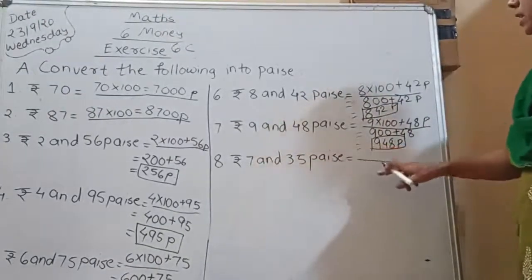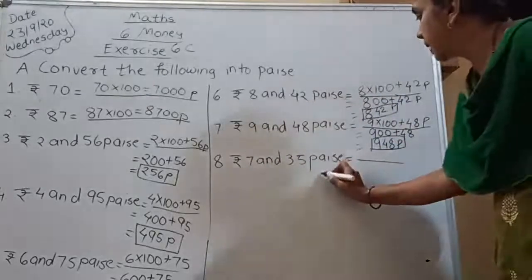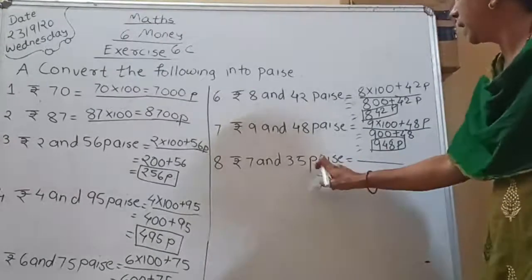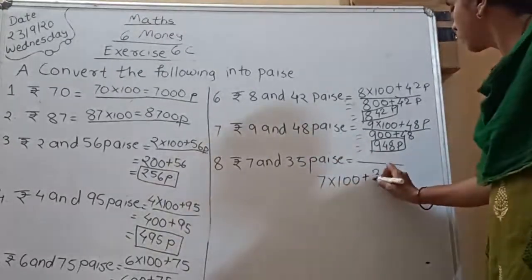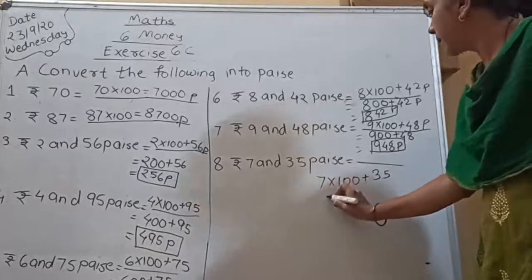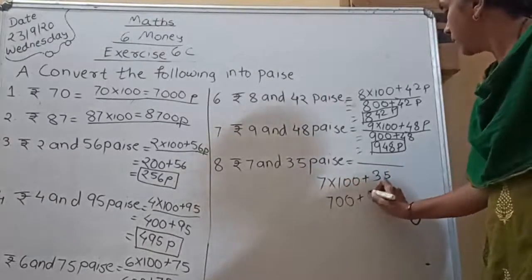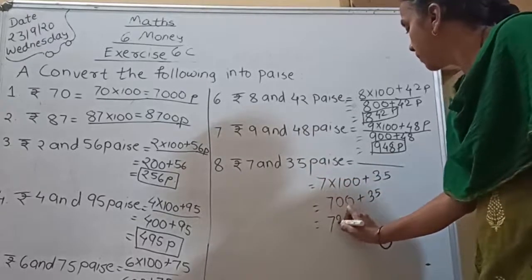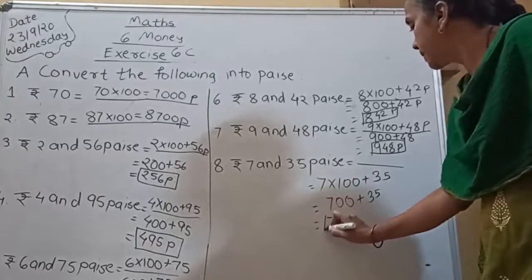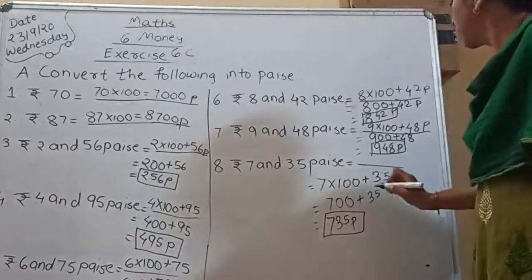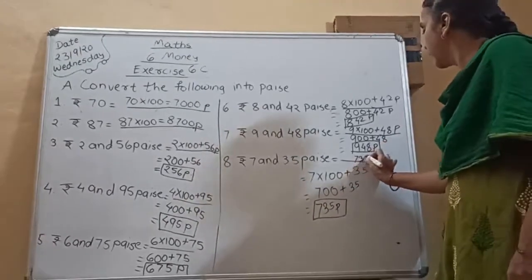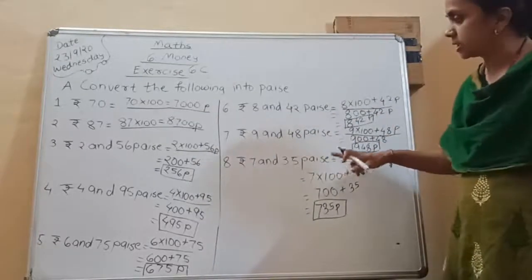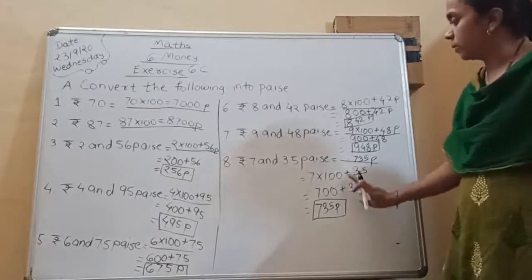Now rupees 7 and 35 paise. 7 rupees means what? 7 multiplied by 100 plus how many paise are there? 35. So 100 multiplied by 7 equal to 700 plus 35. 735 paise is our answer. So you write down here 735 paise. So what is given in the box, that answer you have to write down there.